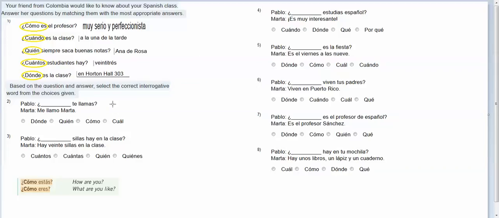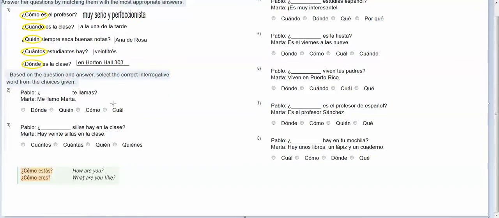Okay. Based on the question and answer, select the correct interrogative word from the choices given. So Pablo blank te llamas, Marta me llamo Marta. So Pablo asked her, what's your name? So we already know that we form that phrase with cómo, right? ¿Cómo te llamas?